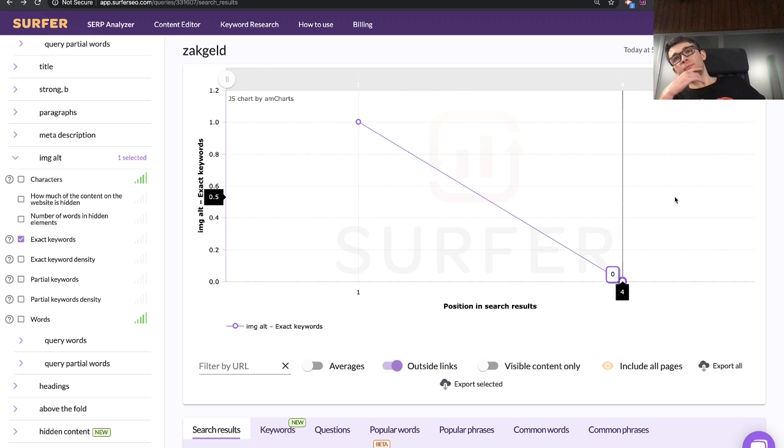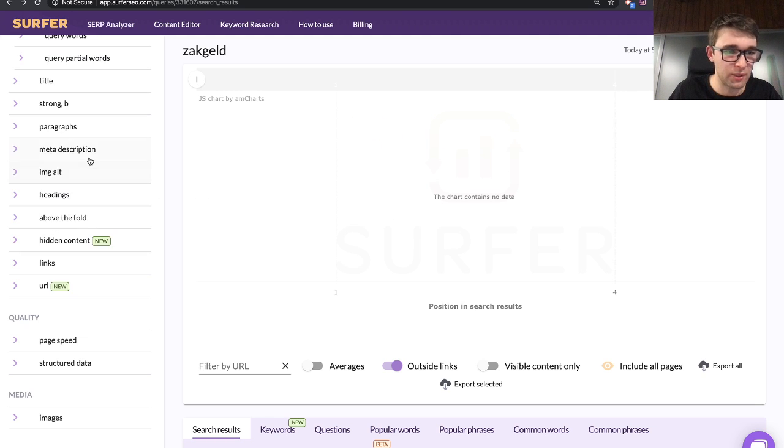And there is a cool story behind those signals, behind placing a keyword in specific elements of the page, since it's really important to have something in the place that is a ranking signal rather than nothing. They have one image that has an image alt including Zach Geld, while you are missing it. So it can be quite a strong signal to the rankings if you include this keyword in image alts.